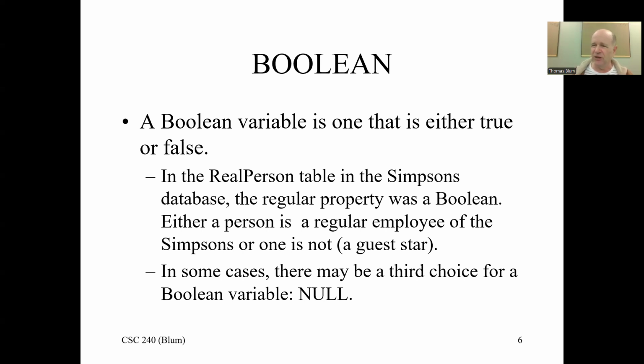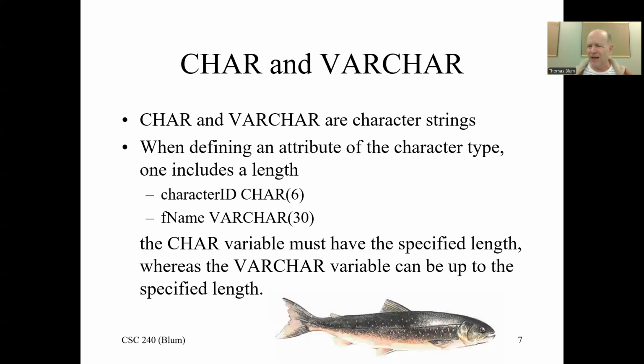So that would be a Boolean, true, they're a regular, or false. And then just a standard thing in databases. We usually say a Boolean is true or false, but databases also tend to support a null value, so that you can say I don't know one way or the other. So in some sense, if you're going to allow a null, then the Boolean can take on three values: true, false, and then null. Next up is char and varchar.